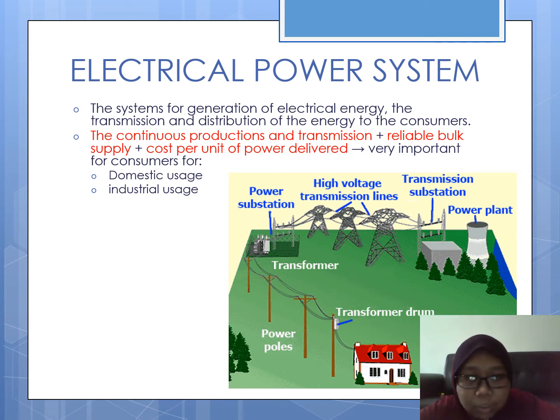Okay, so you can see here we have from here power plant, and then we have power substations. So from the power plant we go to the power substation first. We have transmission substations, and then it will transfer to the high voltage transmission lines. Okay, this one you always see near highways, industrial areas always have this high voltage. And then we have the power substations, and then this one will distribute into the houses, okay, by using the transformer.